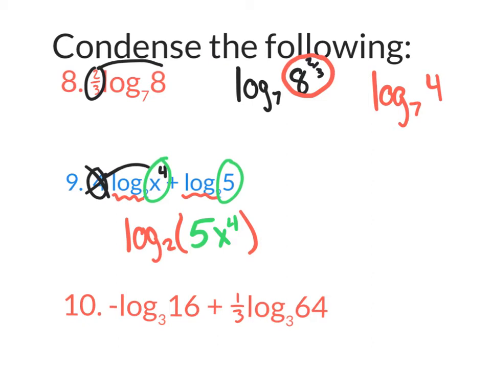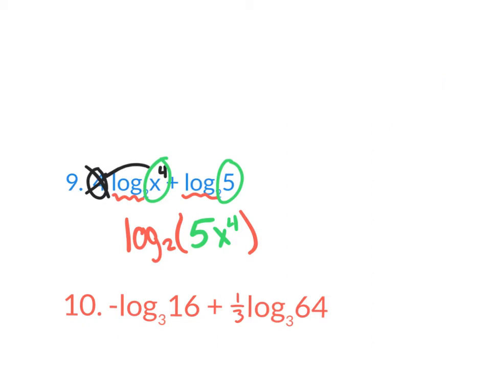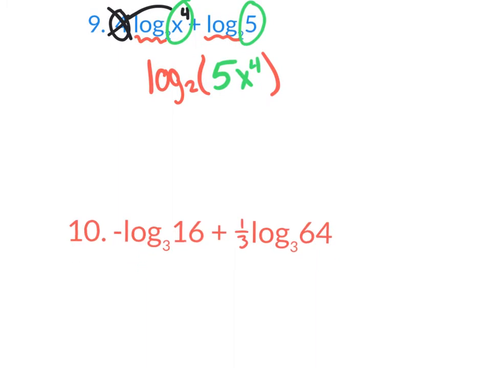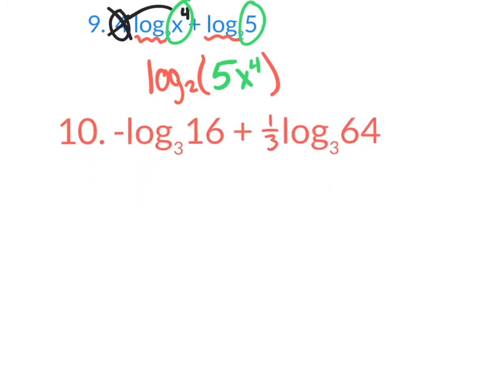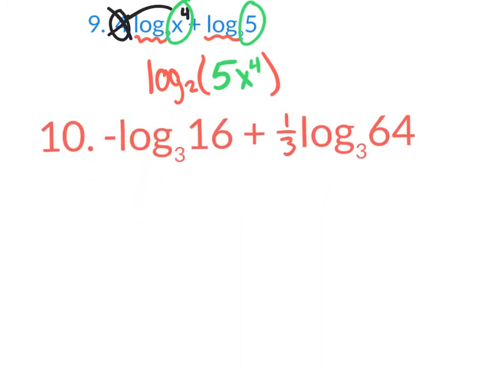Now number 10 is pretty fun. Let's check out number 10. Let me get this out of the way. Let me move number 9 up here. Any ideas on condensing number 10? What should we do? What could we do? The power on which one? On both of them? Okay, so yeah, we could call this a -1 if you want to. So let me put a -1 right there, times log base 3.